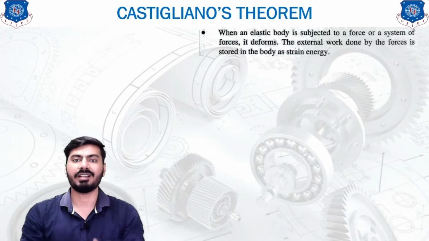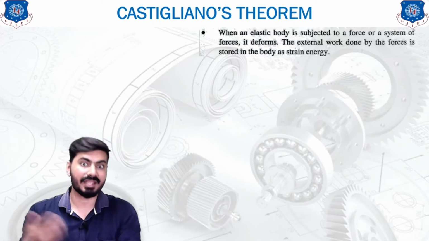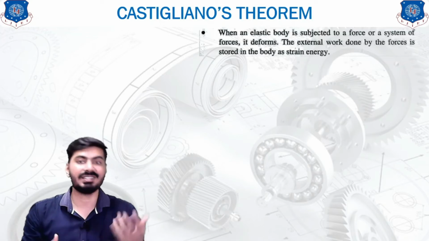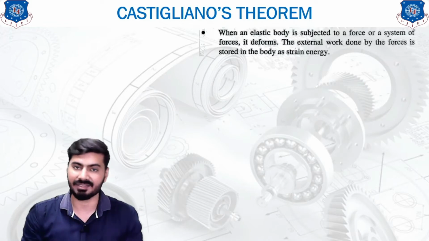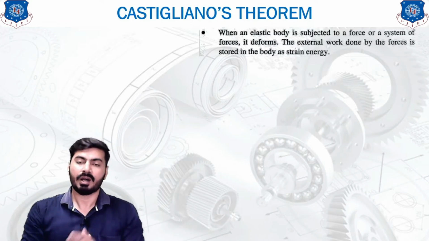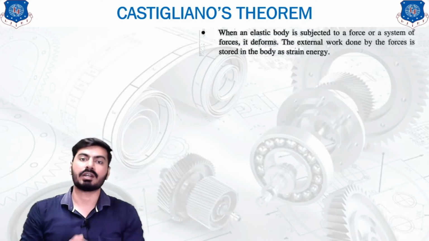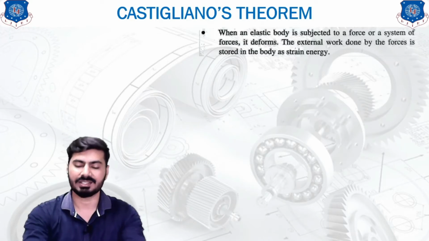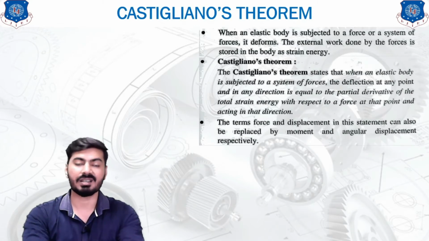While deforming, strain is also generated, and strain can be calculated only when the body deforms, because strain is nothing but deformation per unit length. That is why, whenever a body is deforming, you can find out the value of the strain energy that has been stored in the body during this phenomenon. Now, this was the definition of strain energy. Now we will see Castigliano's theorem.